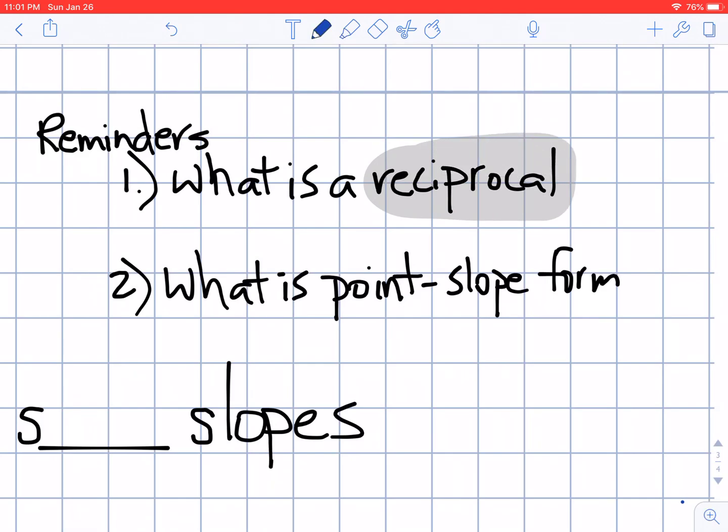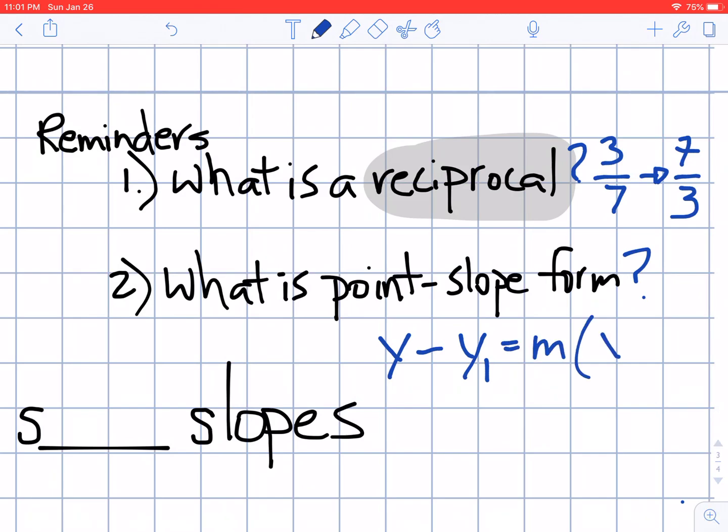A reciprocal is a ratio that is flipped on its head. So, for example, if you have 3/7, the reciprocal is 7/3. And don't forget, another reminder, we need to remember what is point-slope form. Point-slope form is the one that we studied on Thursday. y minus y1 equals m, the slope, times x minus x1. We'll be using that a lot today as well.